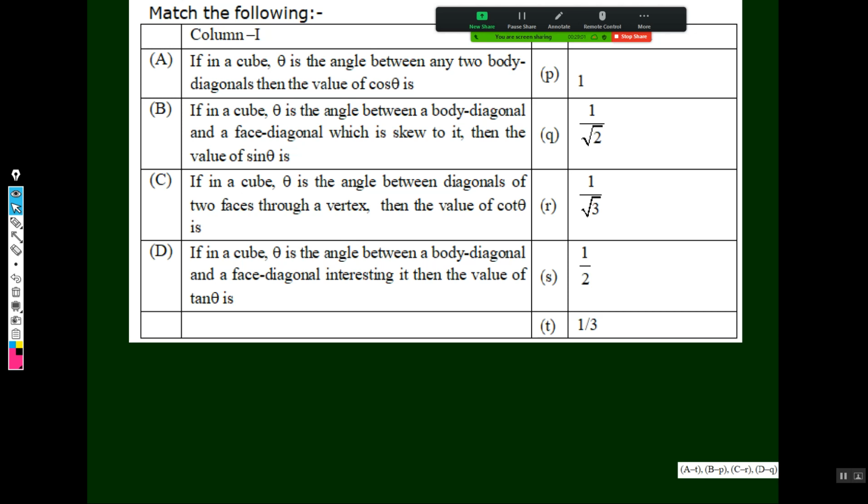Now, face diagonal, which is skewed to it. Skewed to it means they are neither parallel nor intersecting. Lines that are neither parallel nor intersecting are said to be skew lines. The skew lines concept is important.